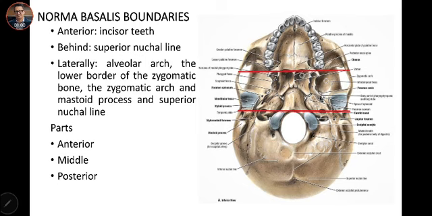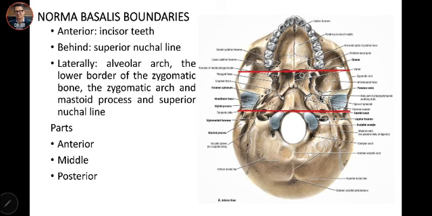And on the lateral sides, this is the alveolar arch, containing the tooth sockets. Then there is the lower border of the zygomatic bone. This is the zygomatic bone. Then the lower border of the zygomatic arch. This is the zygomatic arch, already studied in norma lateralis. And the mastoid process. This is the mastoid process. See the pointer? It's labeled over here. And this, again, the superior nuchal lines.